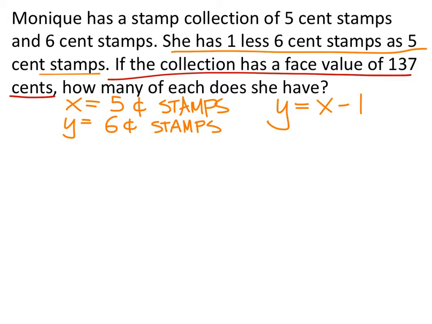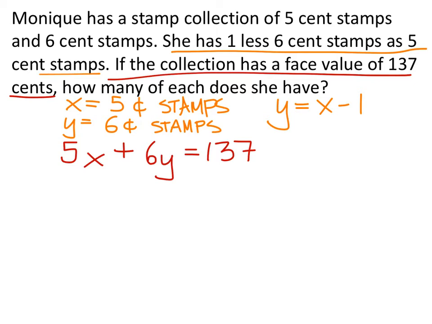So we should be able to figure out the equation anyways by taking the 5-cent stamps and multiplying it by 5, which will tell us the value that we have in 5-cent stamps. And if we take the 6-cent stamps and multiply that by 6 cents, then we should have the value from the 6-cent stamps. Then if we add these two together, we should get 137 cents.